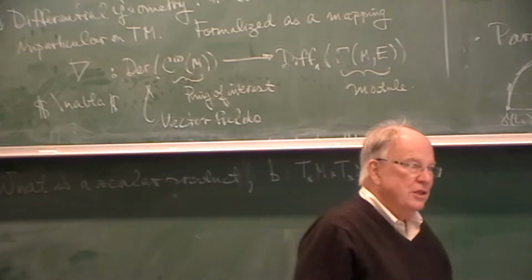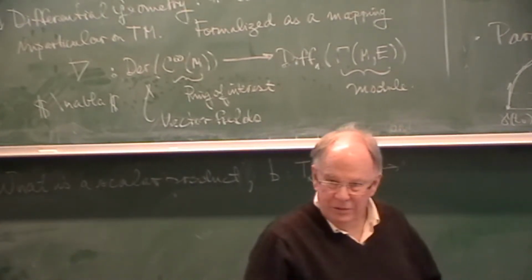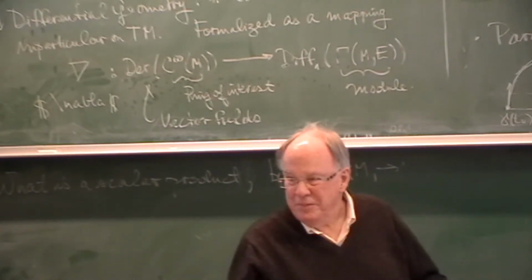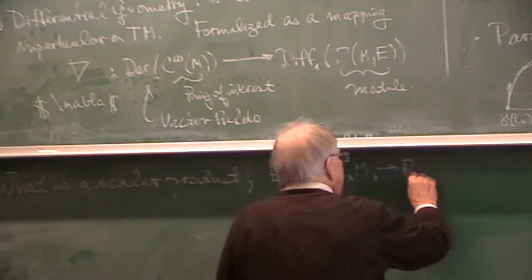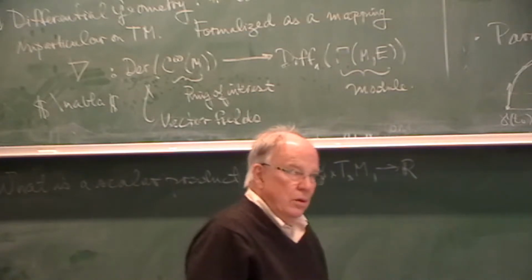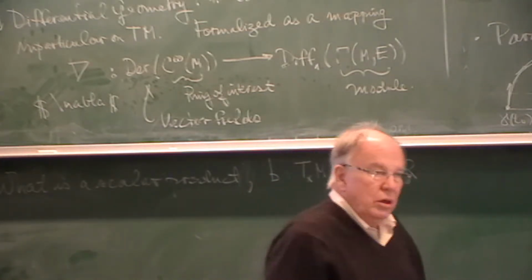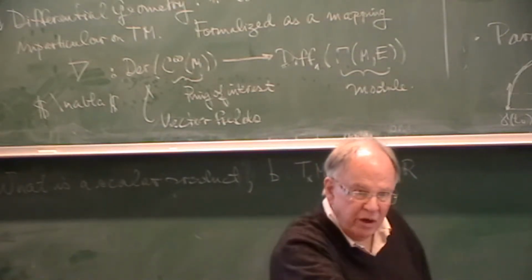Well, what did Einstein have to say about this thing? Dimension 4, maybe this thing's not positive definite. So let's make this a mapping into R. Do you object?